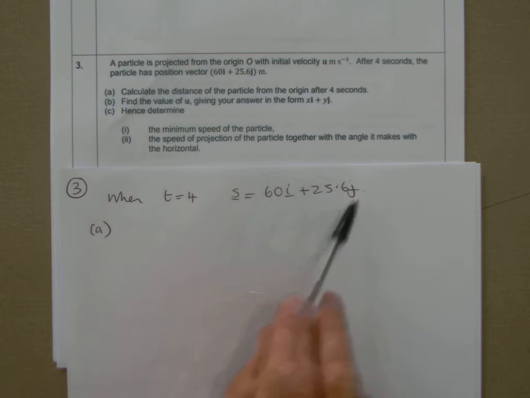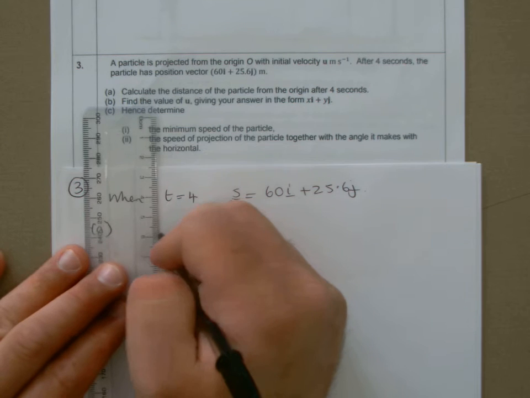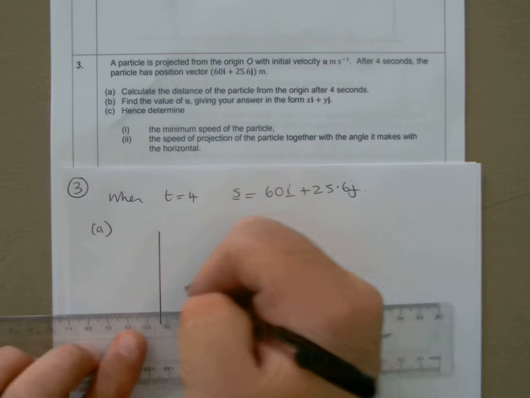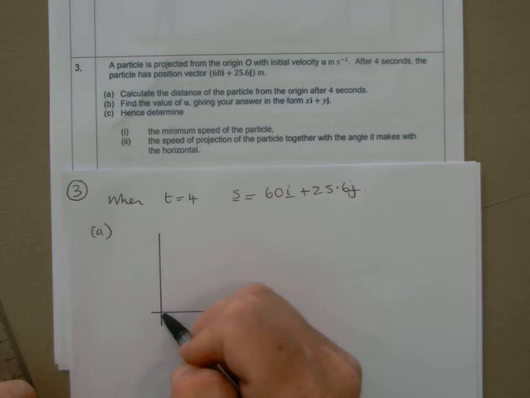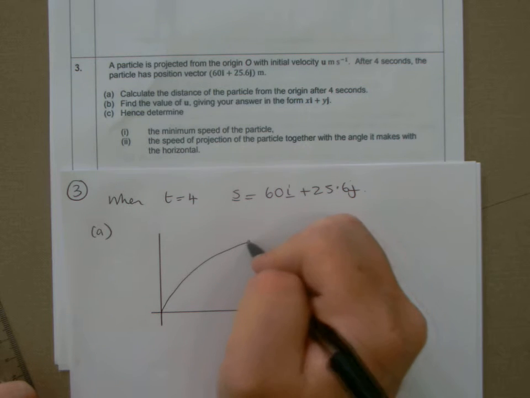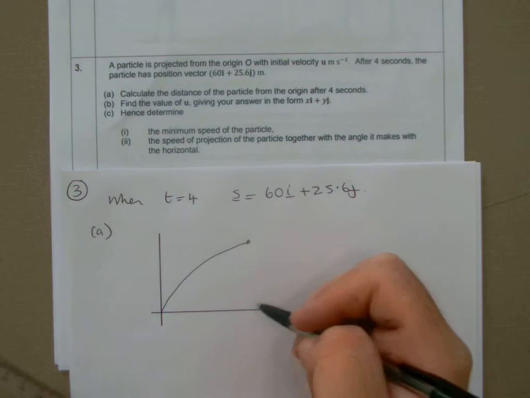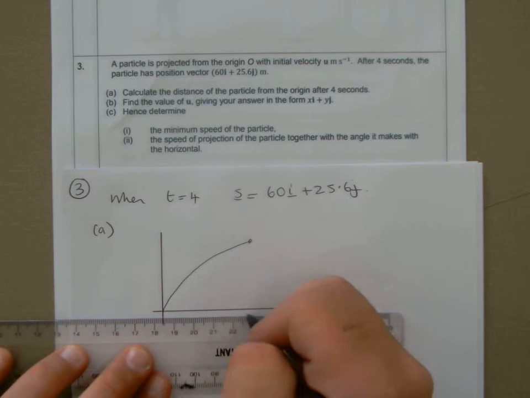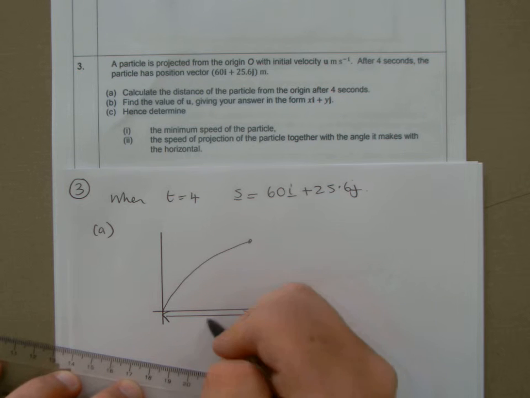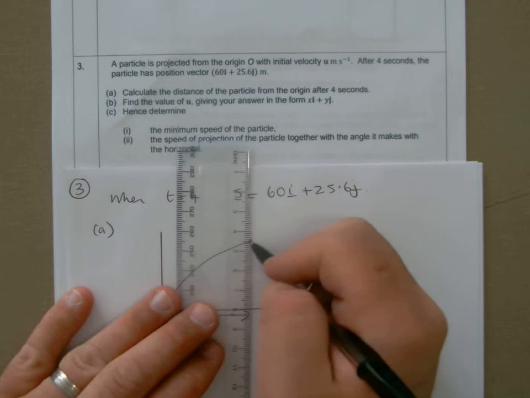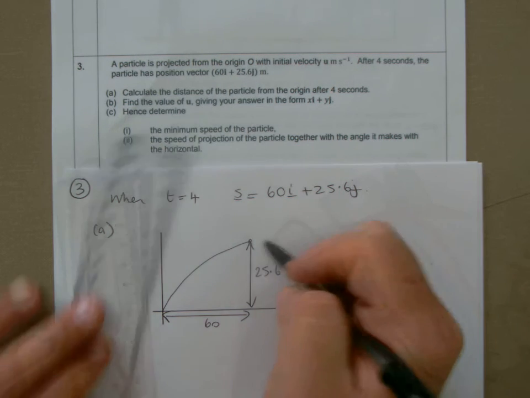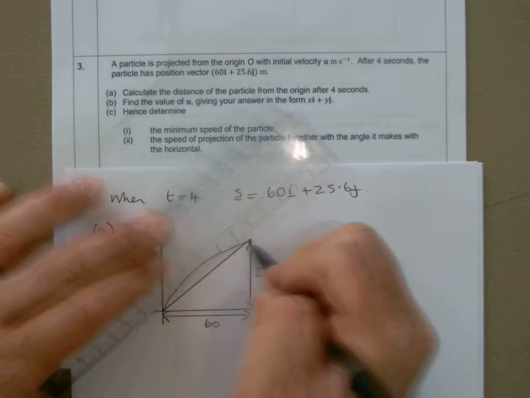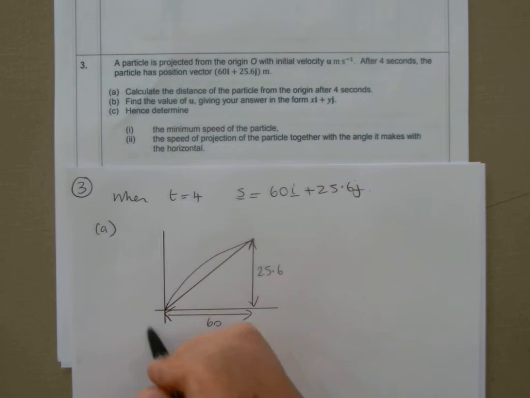So this is its position, 60 across, 25.6 up. So we want to get the distance. Remember, it's quite straightforward in terms of where it is. We know it is somewhere here, and that is 60 across, 60i means 60 across, and 25.6 in the vertical direction. So to get the actual distance, we want that length there, don't we? How far it is from the origin.